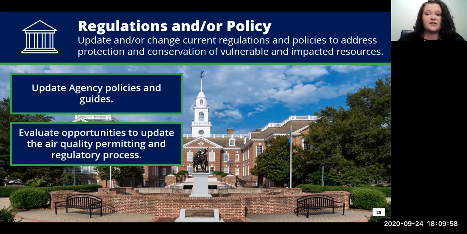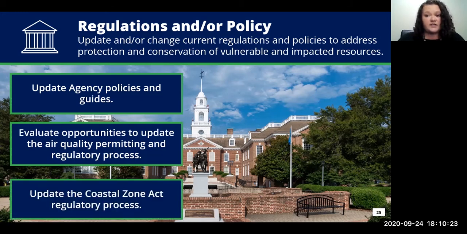The next action is to explore and evaluate ways that the air quality permitting and regulatory process can be updated to include impacts of sea level rise. An example of this is reviewing sea level rise projections at a specific site when approving a new air quality permit. This review would ensure a structure is not built in an area at risk to sea level rise.